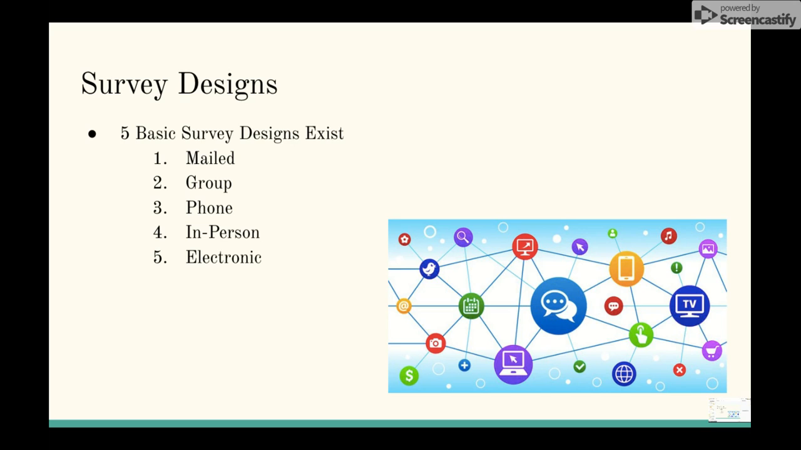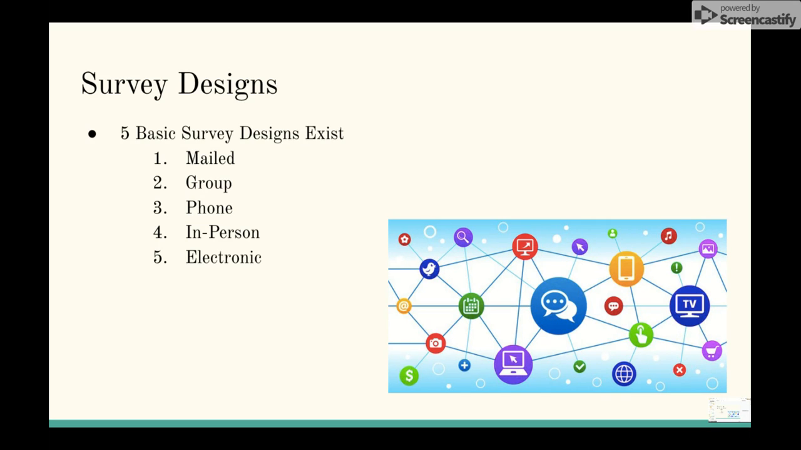The fourth type of survey is the in-person survey. A comparison between this type and the others is the face-to-face social interaction between interviewer and respondent. In addition, this type of survey can be much longer than mailed or phone surveys because the questionnaire can be complex with both open-ended and closed-ended questions.